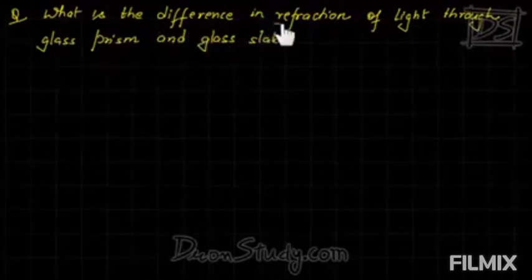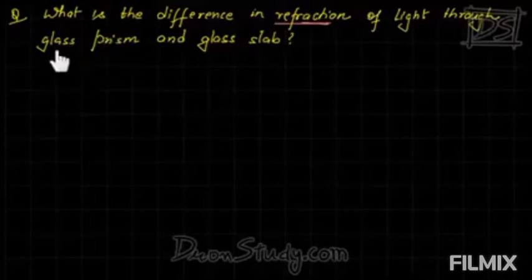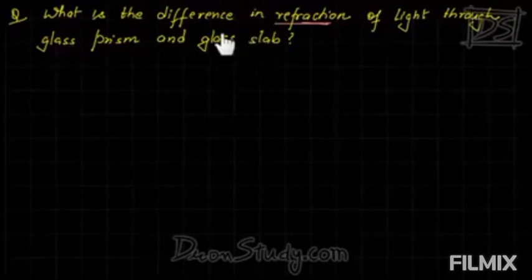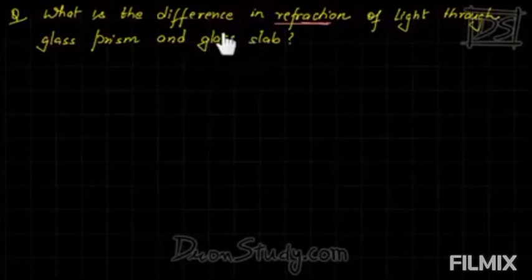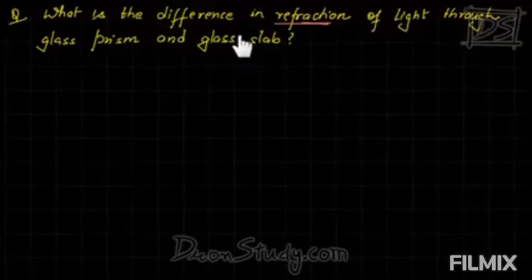Now, write down the question. What is the difference between refraction of light through a glass prism and a glass slab? We have already discussed the refraction of light in a glass prism. Let us see what the differences are between a glass slab and a glass prism.